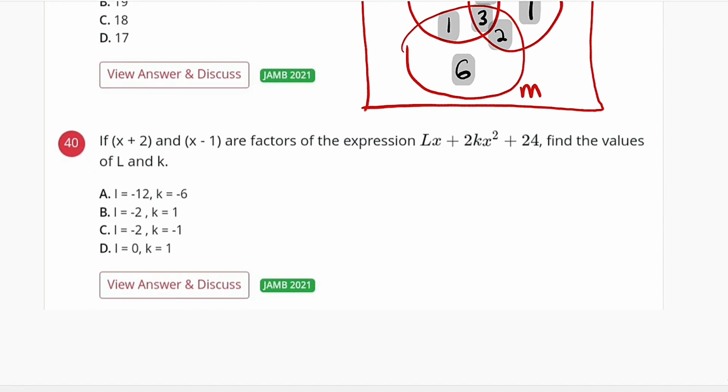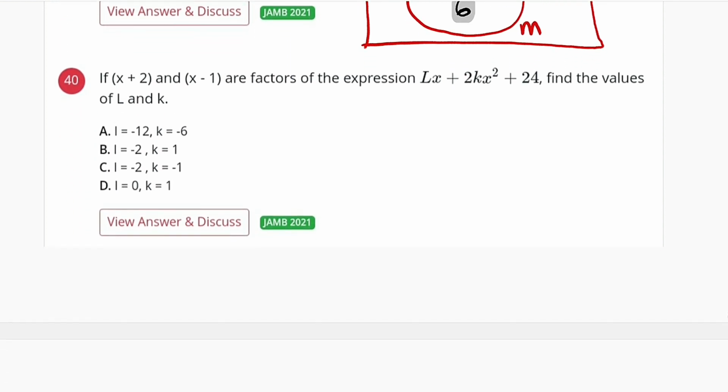And the last question, I have already solved this one. If you check my YouTube channel, I have this, but let me still repeat it. But I'm going to introduce that simplest method. It stated that if x plus 2 and x minus 1 are factors of this expression, Lx plus 2kx squared plus 24, we're asked to find the values of L and k.